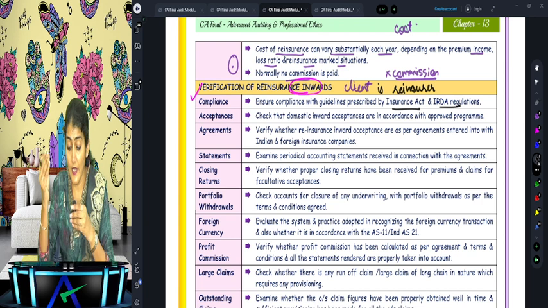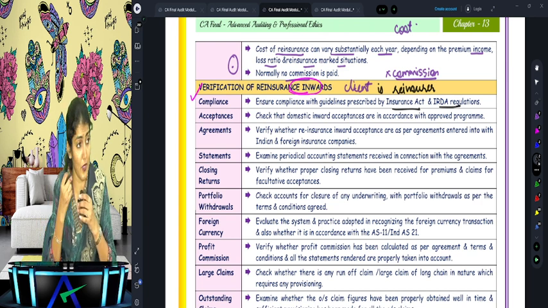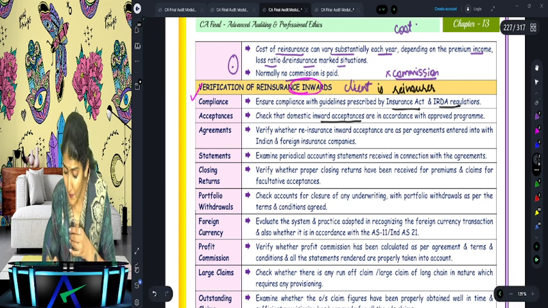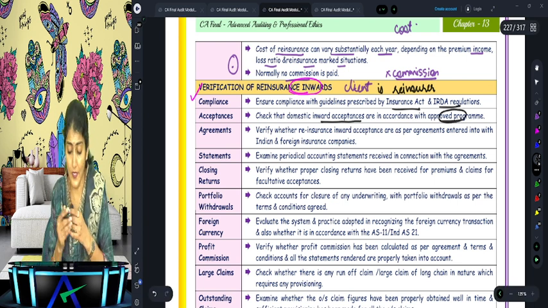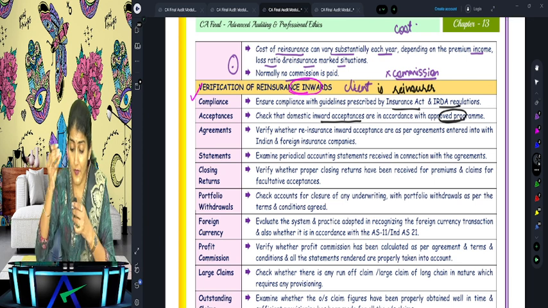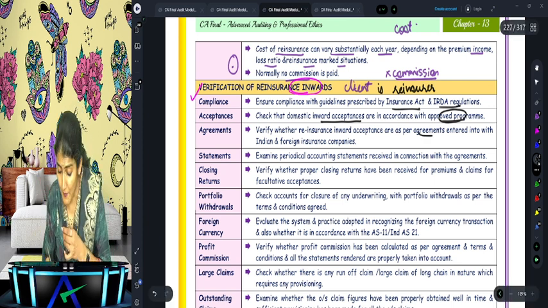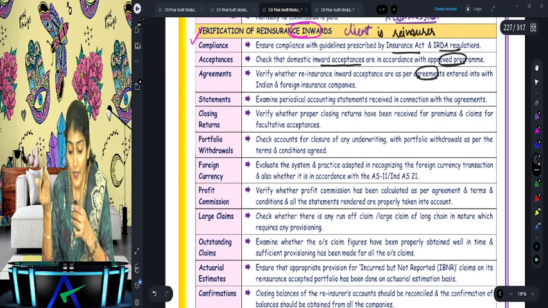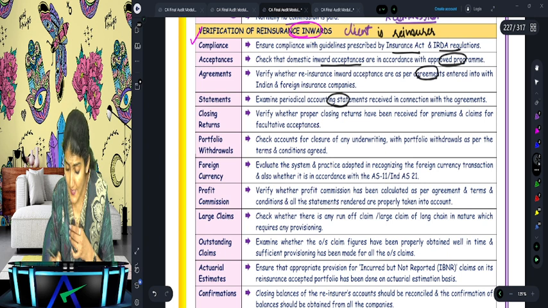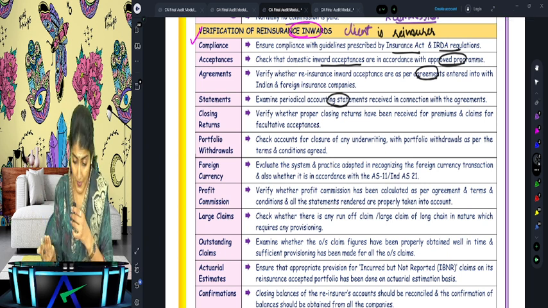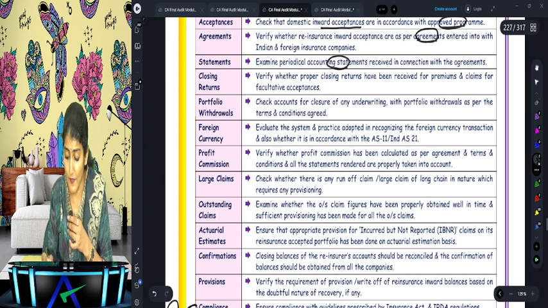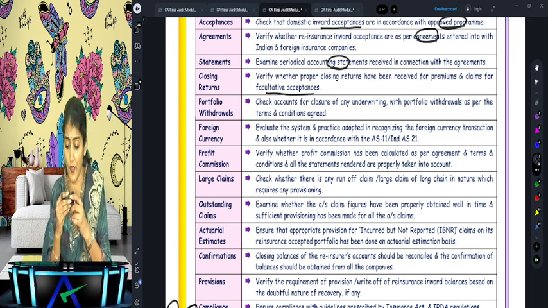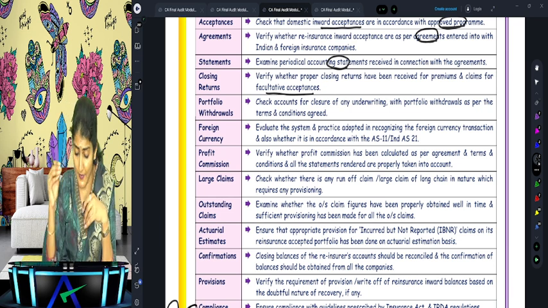Okay. Then reinsurance inward. Are you all with me? Client is reinsurer. So you need to check the inward acceptances. Are they in accordance with the company's approved program? Then you need to check the reinsurance inward acceptance are as per the agreements entered into with the Indian or the foreign insurance company. Then you also check the periodic accounting statements received in connection with the agreement. Then proper closing returns have been received for premium and claim for the facultative acceptances, right? So proper details of the premium and claim for the facultative acceptances.